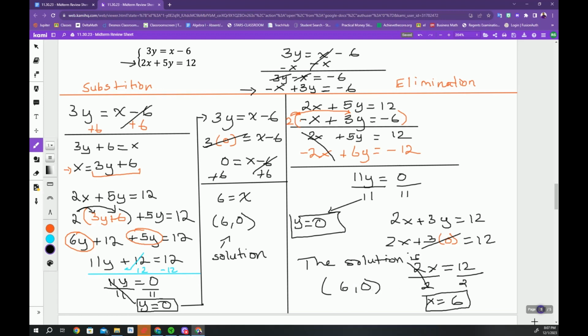There still could have been some variation. You could have tried to eliminate y, but you would have had to multiply both equations. Or you might have used the other equation to solve for it. Okay, guys, we're moving on to the next question.